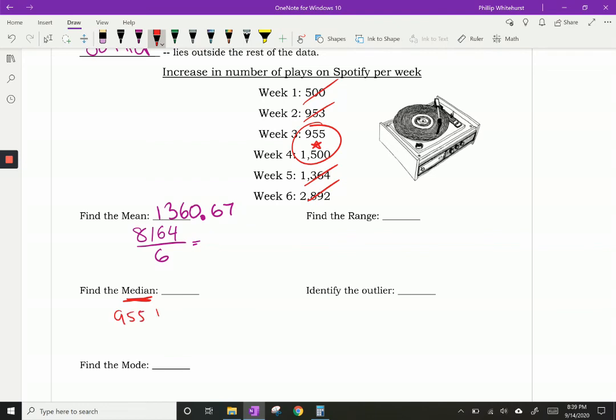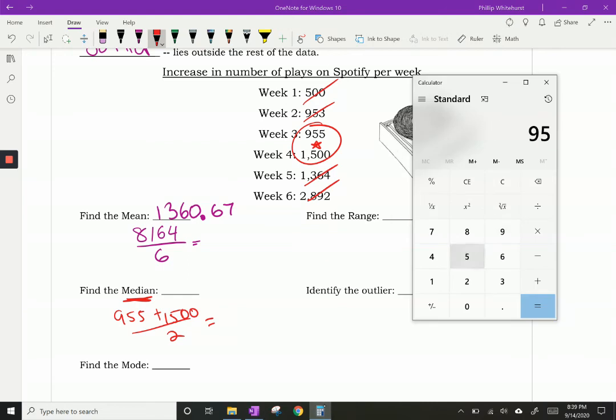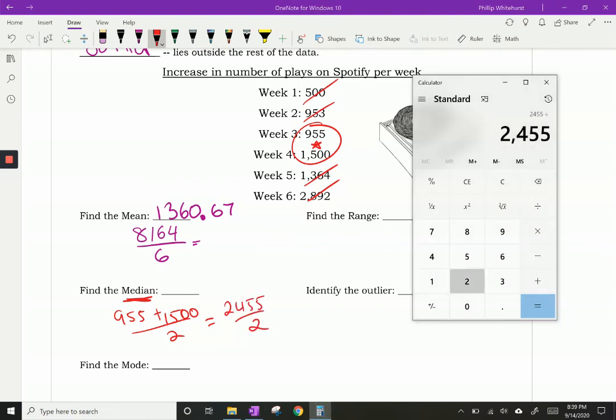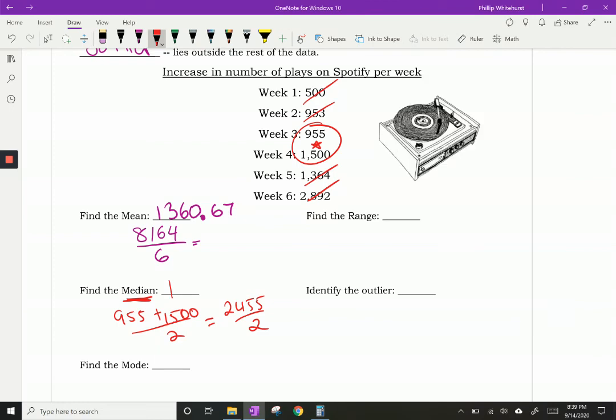So we got to do 955 plus 1500 divided by 2. So 955 plus 1500. Divide that by 2. The median, the middle value of the data, is 1,227.5. Now the mean and the median are usually around each other, but they're not usually the same. Remember, the mean is a calculated average. The median is the number that's physically in the middle of all the data.